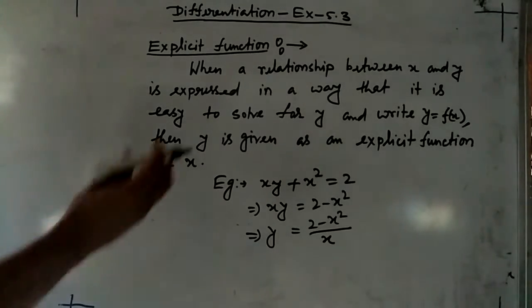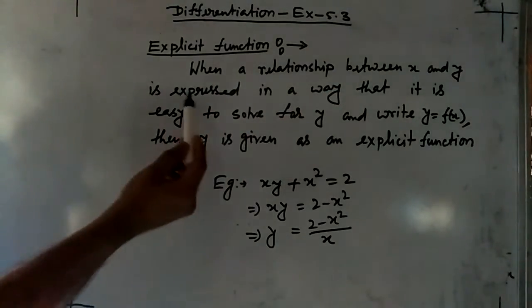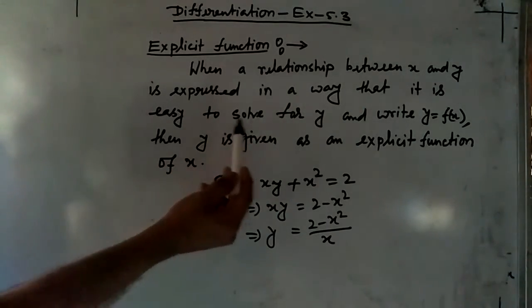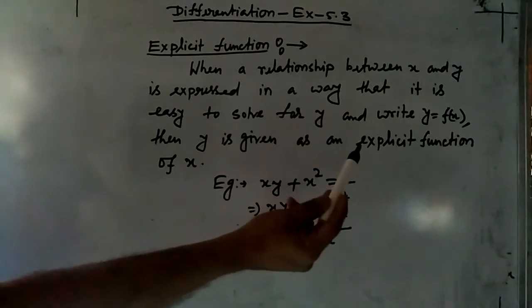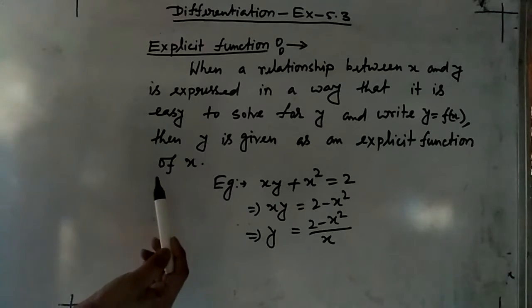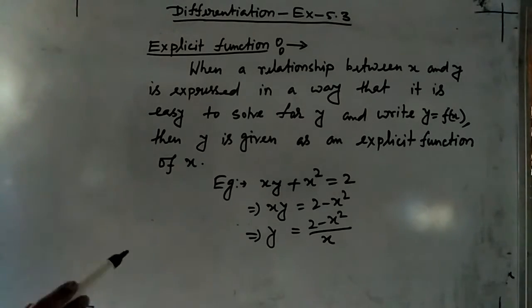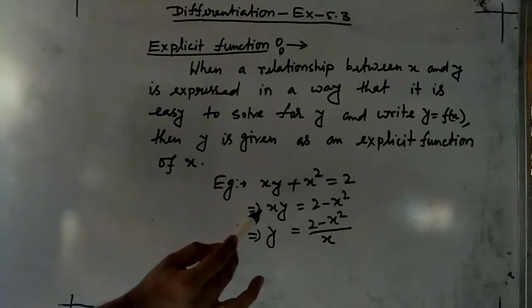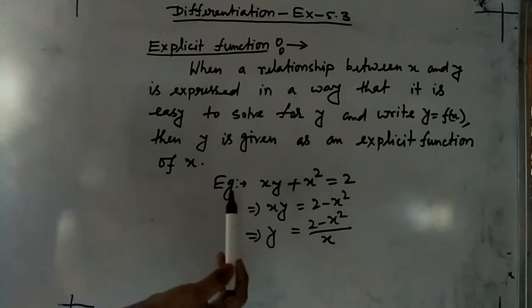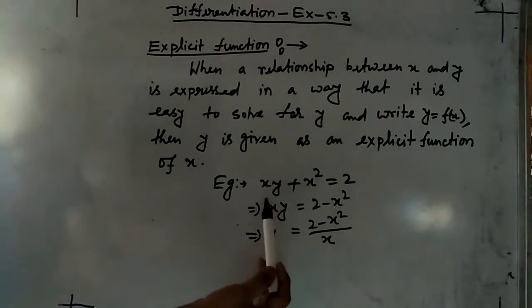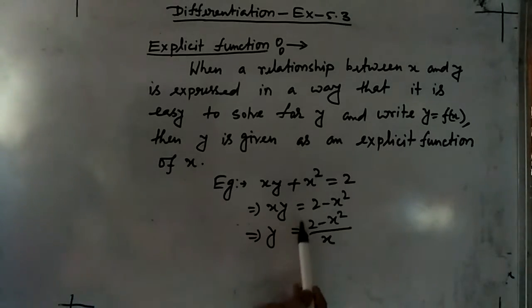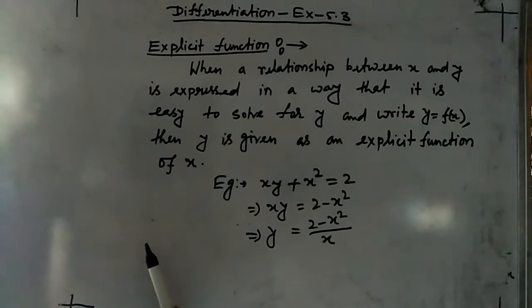Explicit function: when a relationship between x and y is expressed in a way that it is easy to solve for y and write y equals f(x), then y is given as an explicit function of x. What is the meaning of this? If any equation is given and you can easily express it as y equals a function of x, consider xy plus x squared equals 2, then easily you can express y equals a function of x, so it is an explicit function. If you can't express it easily, then it will be an implicit function.